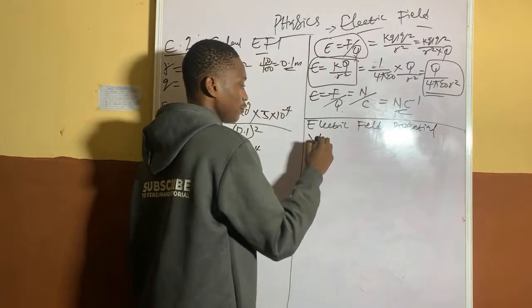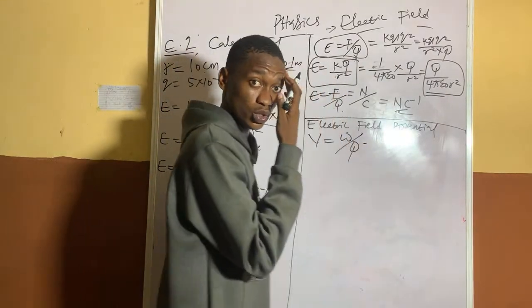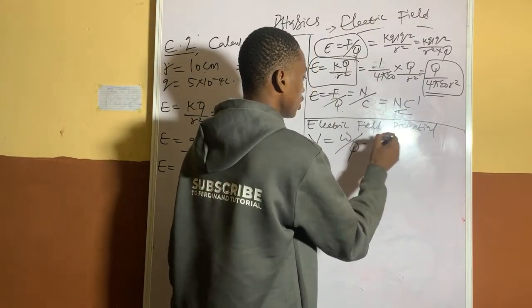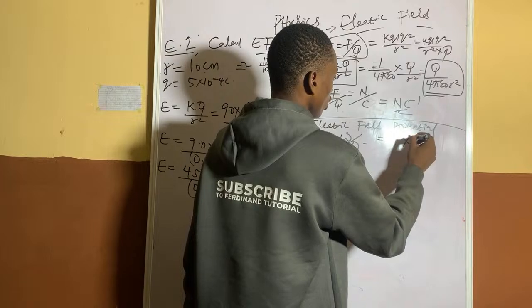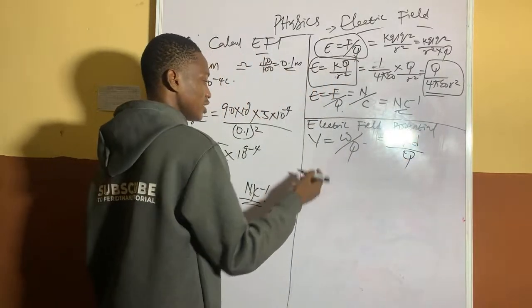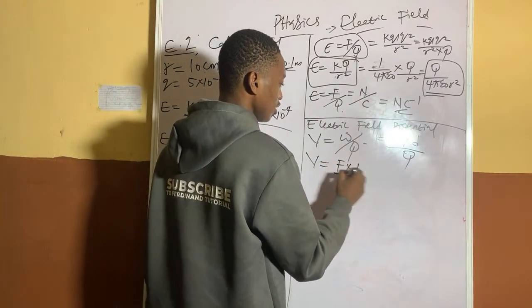We use the formula V is equal to W over Q. Are we there now? V is equal to what? W over Q. And whenever we're talking about W, remember that W is equal to force times distance, all over Q. That is to say, anywhere I see V, V is the same thing as F times D all over Q.